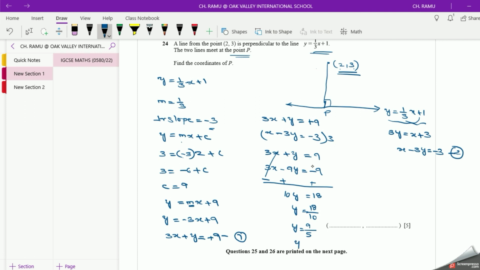Now put this value in any one equation. x minus 3y is equal to minus 3. The value of y: x minus 3 into 1.8 is equal to minus 3. x is equal to 18 3s are 54, that is nothing but 5.4 minus 3. x is equal to minus 3, minus becomes plus. x is equal to 2.4. The point will be (2.4, 1.8).